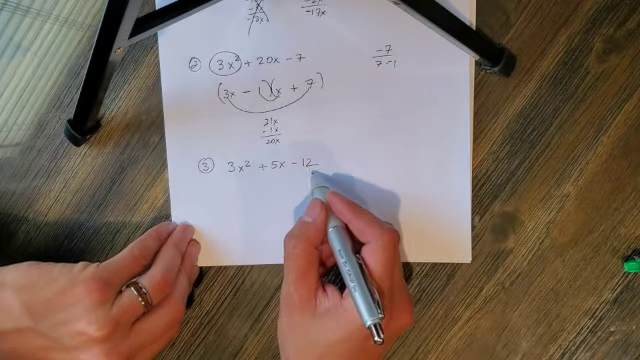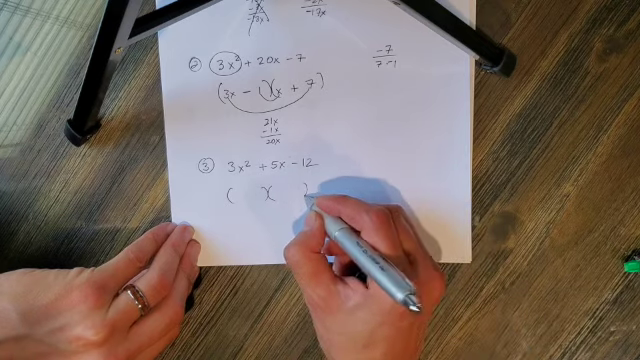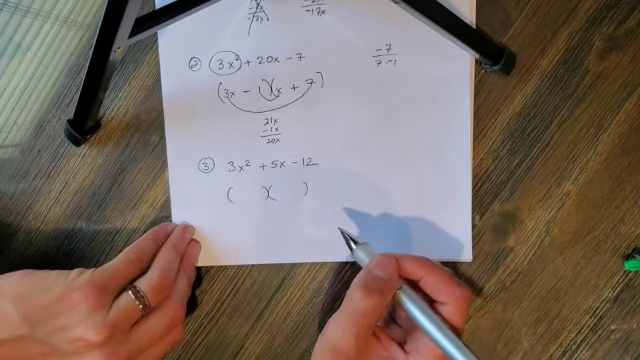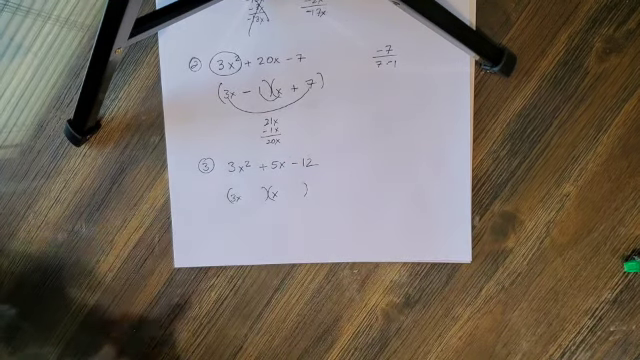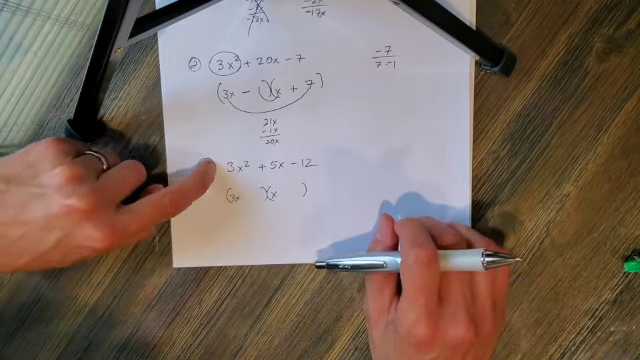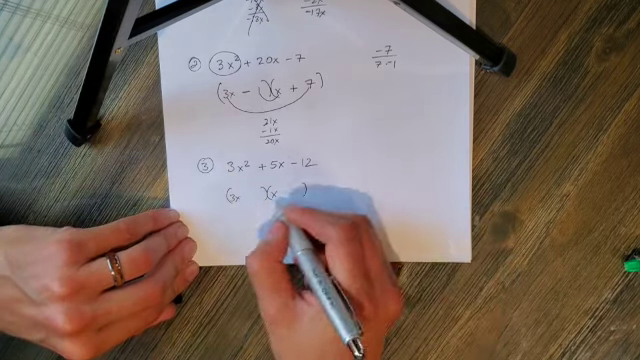3x squared plus 5x minus 12. So begin with your parentheses. And let's factor out the 3 here. So it'll be 3x times x. It's always nice when the number here is prime. There's only one way to multiply it. 3 is 3 times 1. So 3x times x it is.